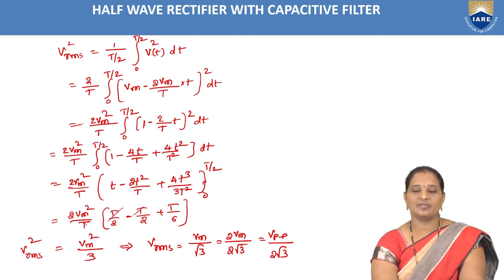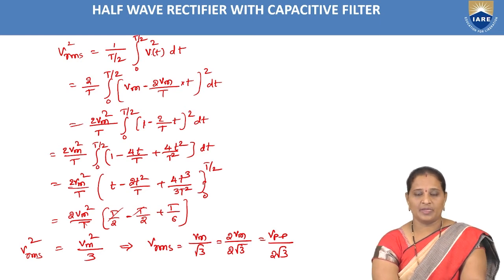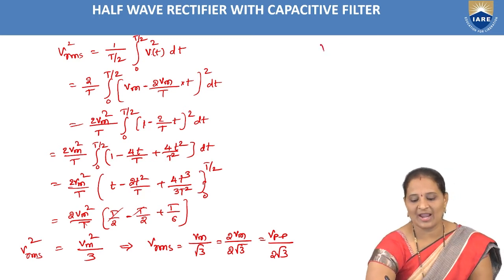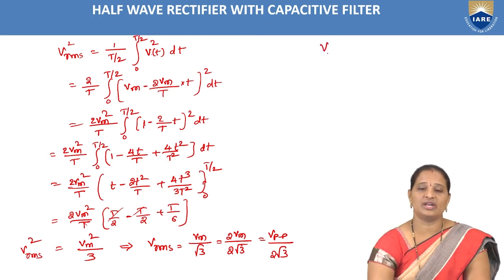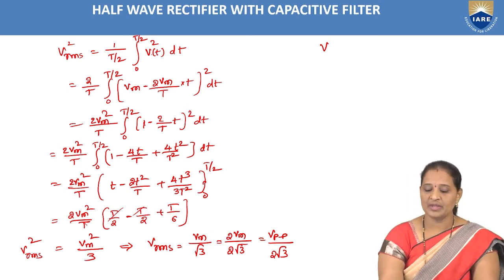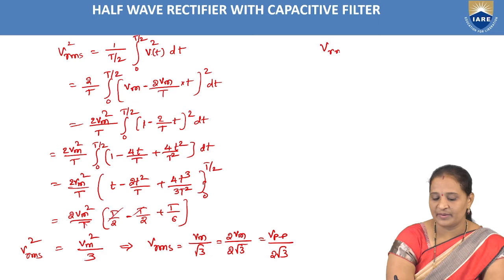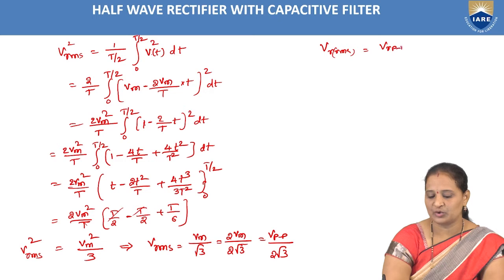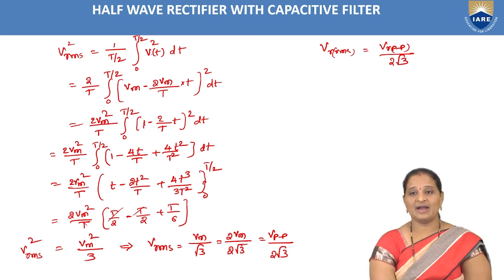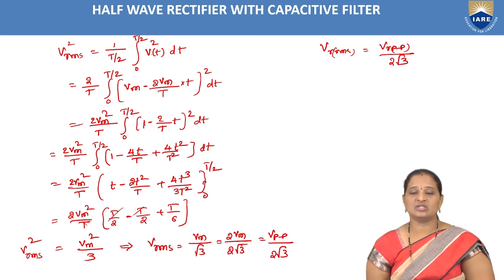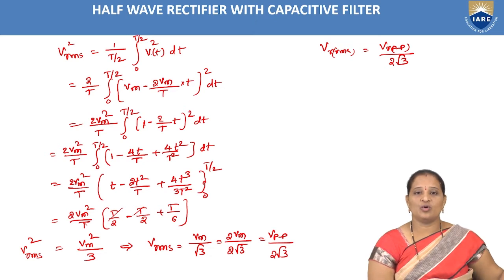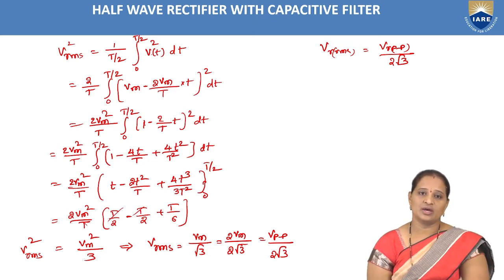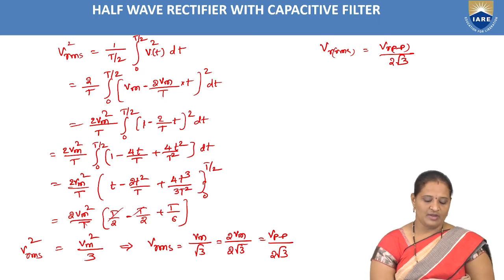Now let us equate this RMS value of the sawtooth waveform with the ripple voltage. As we know that the ripple voltage is the same as the sawtooth waveform, the RMS value of ripple voltage, that is VR RMS, is given by VR peak to peak divided by 2 into root 3. So this is the RMS value of the ripple voltage, which is just like a sawtooth waveform. So now we have got the VRMS value.